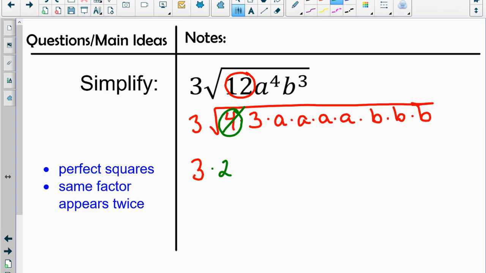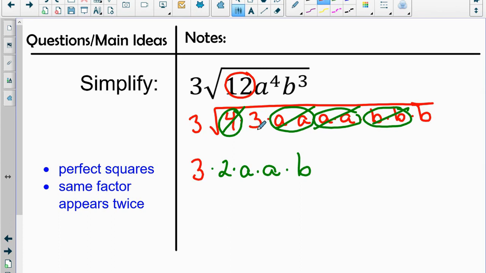And then everything else, I want to look for the same factor appearing twice to represent a perfect square. So I have a times a. So the square root of that is just a. I have a times a again, which represents a squared, and the square root of a squared is another a. And then I have a b times b. And the square root of b times b is b. And then what's left over is I had the 3 and the b still in that radicand.